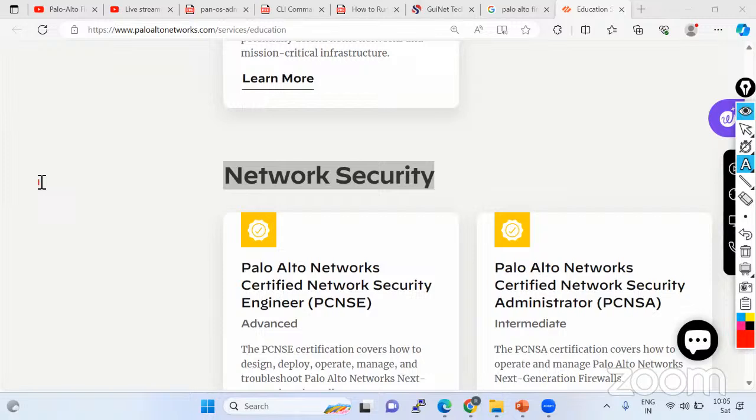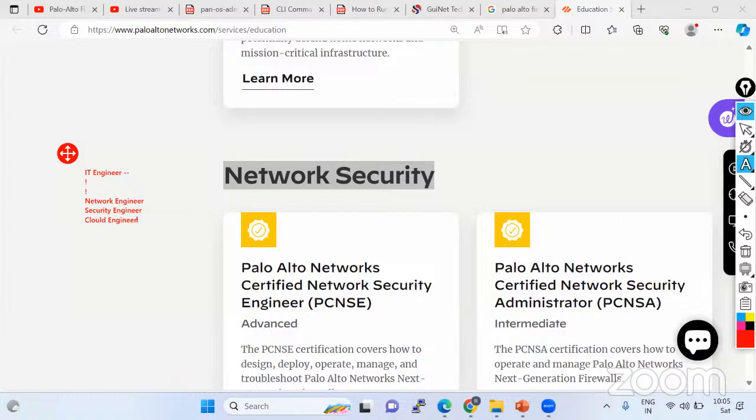So let me start with the current job market scenario. In the job market, if you are an IT engineer, let me use the pen. In this IT engineer category, we have a lot of classification. What are those classifications? Probably you are going to become a network engineer, a security engineer, or a cloud engineer. So these are the three domains.